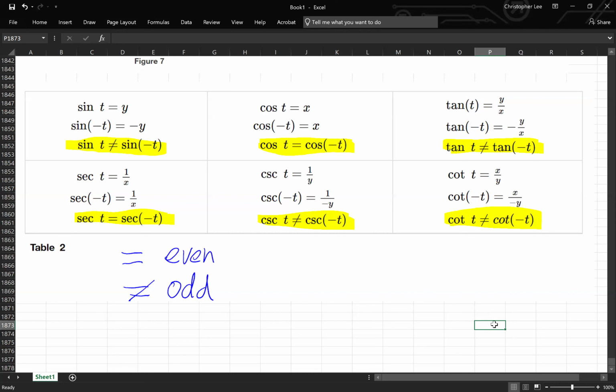Tan of t is equal to y over x. Tan of negative t is equal to negative y over x. Tan of t does not equal tan of negative t. That means that tan is an odd function. Last but not least, cotangent of t is equal to x over y. Cotangent of negative t is equal to x over negative y. Therefore, cotangent of t does not equal the cotangent of negative t. Cotangent is an odd function.